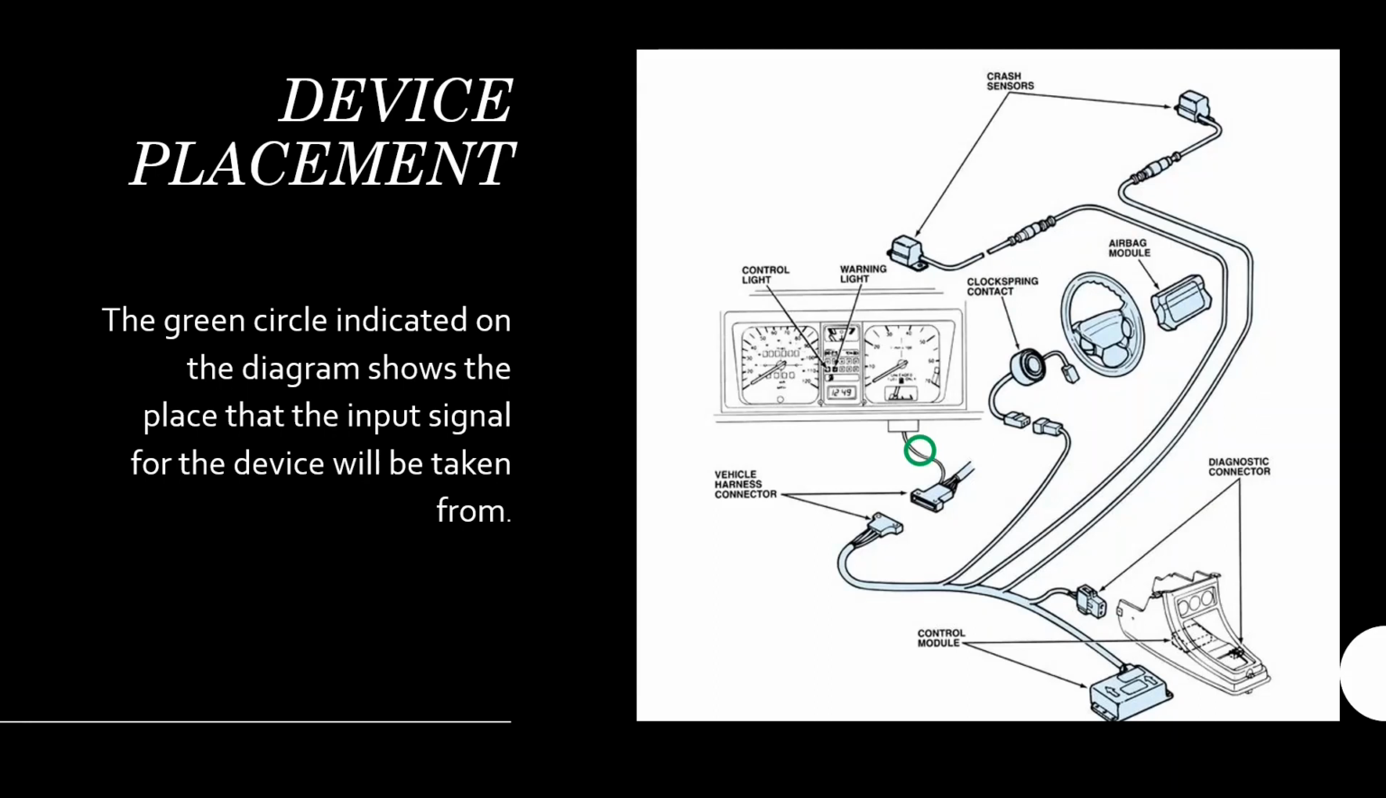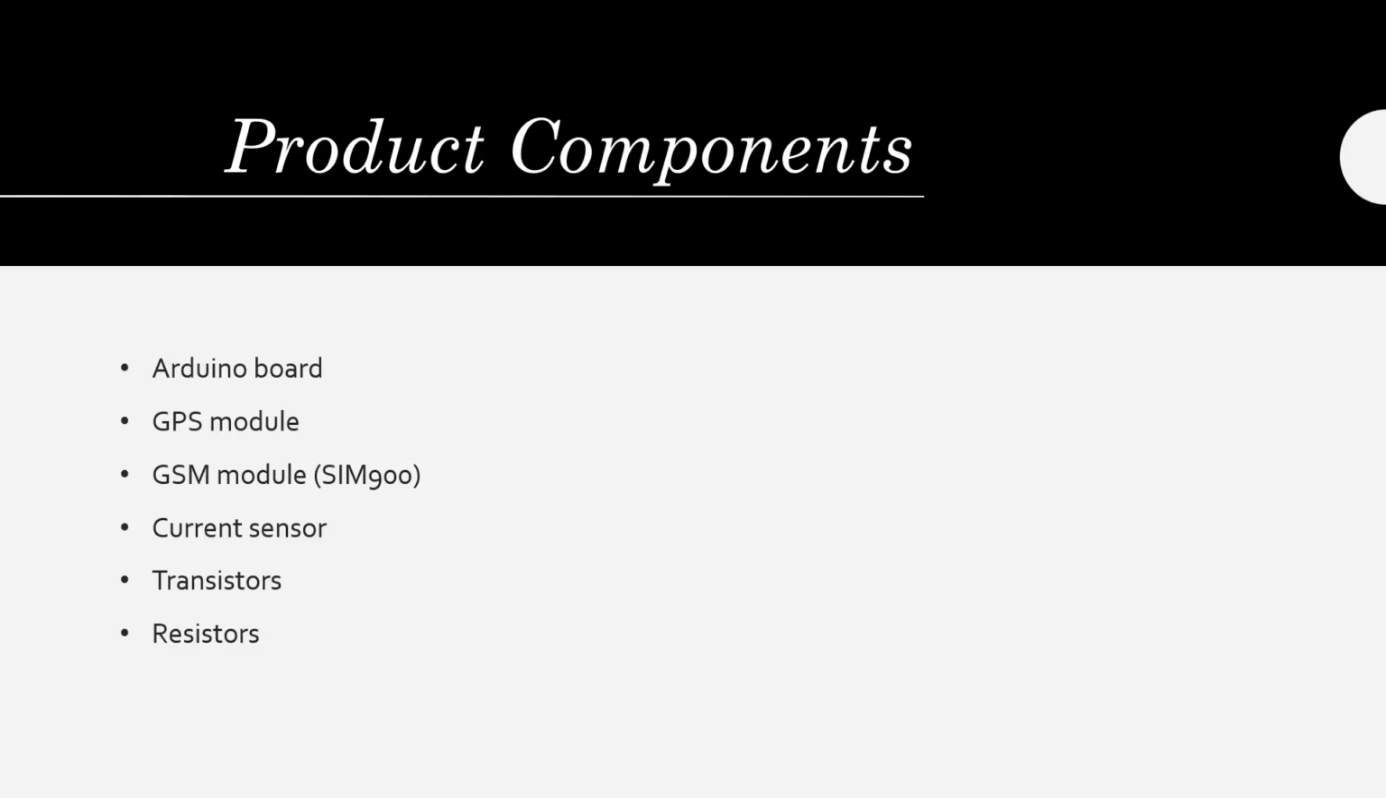The main components required to build this system were an Arduino board, a GPS module, a GSM module, model number SIM900, a current sensor, and a few transistors and resistors. The Arduino board keeps all of the system's hardware components connected to each other. It is more like the fundamental platform of this system.